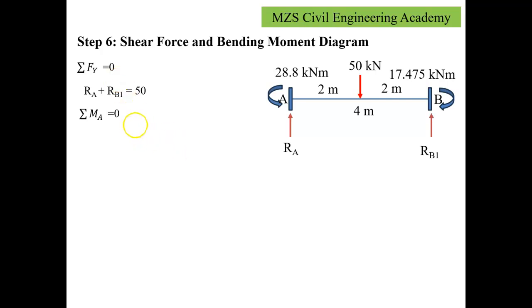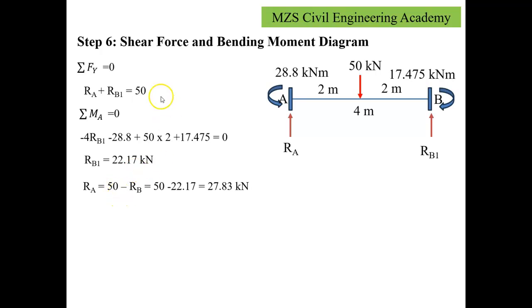Now, if I take moment about the joint A, the moment will be considered like minus 4 times RB1, meaning the anti-clockwise moment due to the reactive force, minus 28.28, the moment at the end A, plus 50 into 2, the moment caused by the point load going downward in a clockwise direction, plus 17.475, the moment at the end B. From this we get RB1 as 22.17.